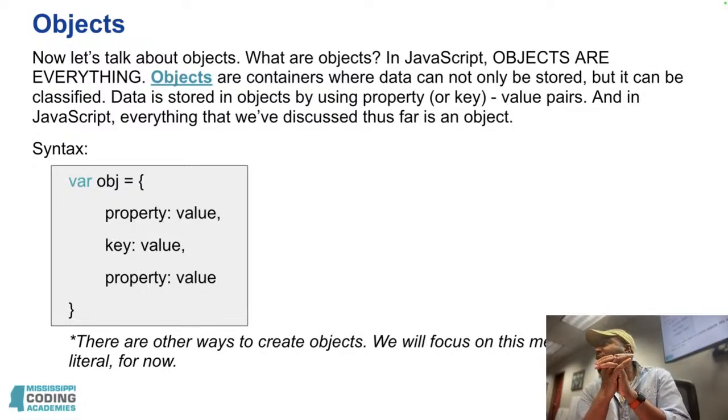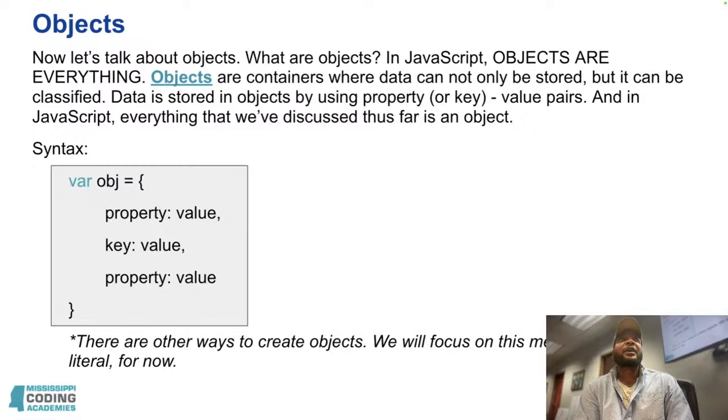What I mean by that is arrays, they are objects. The data types, those are objects. JavaScript is an object-oriented programming language, which means that it is built in such a way that there are features built into everything when it comes to JavaScript. So here's the syntax for an object.